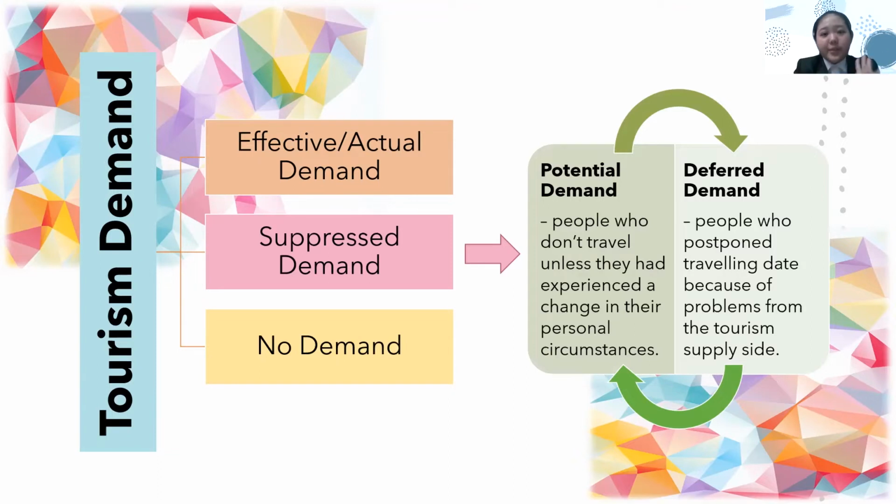Next, deferred demand means people who postpone their traveling date because of problems from the tourism supply side. For instance, because of the COVID outbreak, people are now under lockdown. This is the reason why they need to postpone their traveling date, and they can only travel after the lockdown has been lifted.